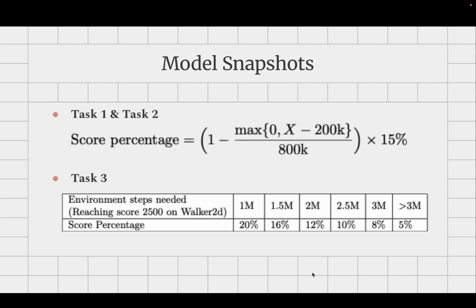And here is the grading policy for the model snapshots. For task 1 and task 2, we apply a linear scoring percentage as shown in the formula. And for task 3, in order to test your sample efficiency, we will provide the grading policy as shown in the table, which basically means that the more efficient your agent is, the higher points that you get.